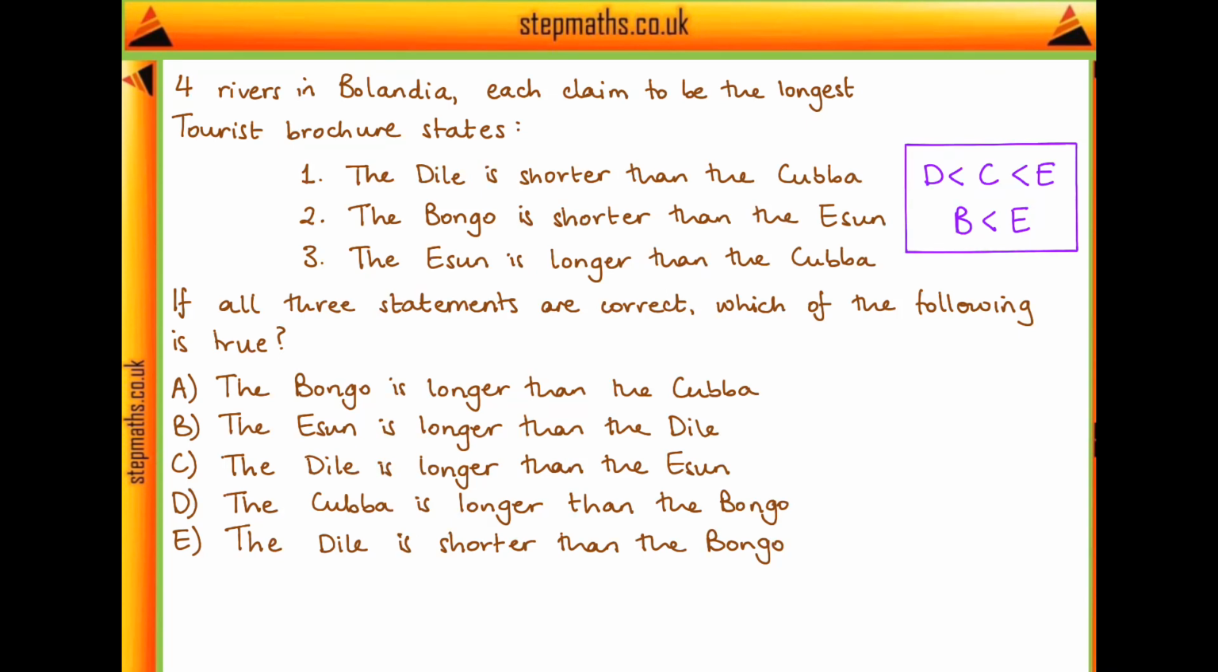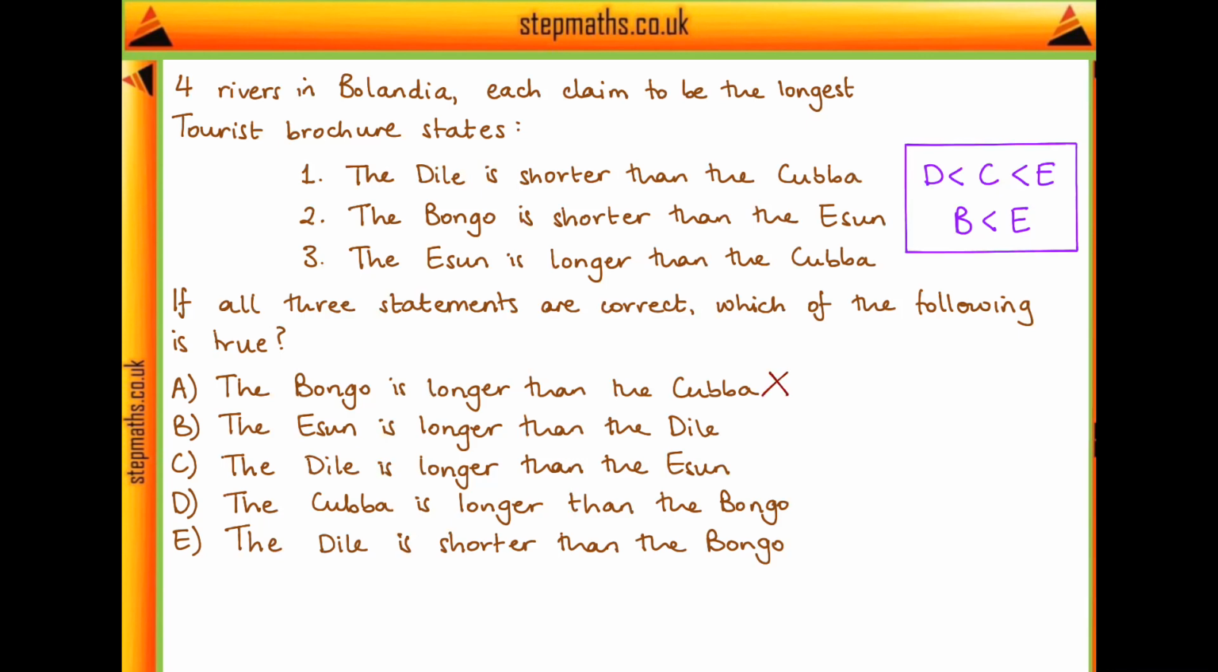Okay, so now let's have a look at our statements. So the first one says the Bongo is longer than the Kuba. Well, what did I just say about comparing the length of the Bongo to the Kuba? We can't because we haven't been given information about that. So this one doesn't have to be true.